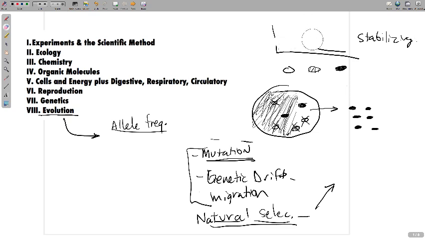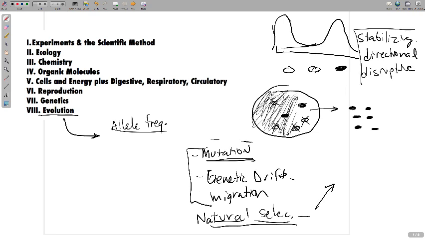The second one is where one extreme is totally awesome, like being dark is best, and that's directional. And the other one is where the 2 extremes are picked, where it stinks to be striped or gray, and that's called disruptive. Okay, so just remember, you know, the 3 types of natural selection, like that. After we talk about types of selection, I think that's pretty much it.